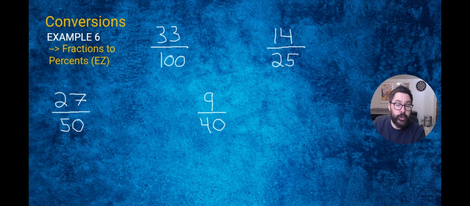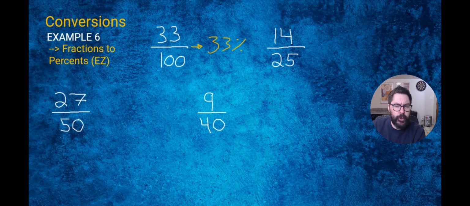So our first one I'll start with is 33 over 100. We want to make that a percent. So remember, percent means per 100. So this one's actually a straight translation. It's 33%. If you have 33 of 100 pieces, you have 33% of your object. That is by definition.